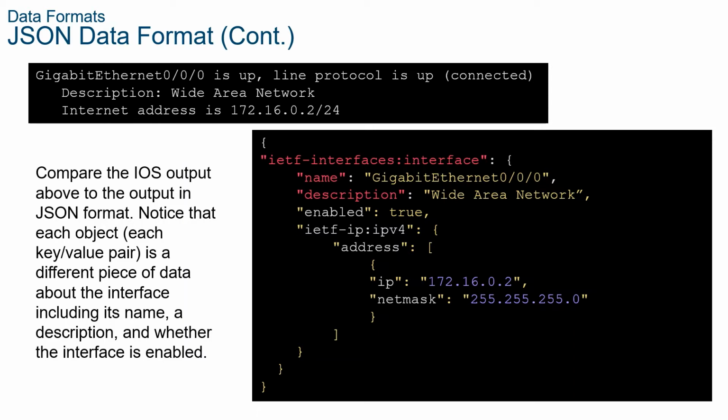The following output shows an example of the partial IOS output from the show interface GigabitEthernet 0/0/0 command on a router. Now this same information can be represented in JSON format. Notice that each object, each key value pair, is a different piece of data about the interface, including its name, a description, and whether the interface is enabled.